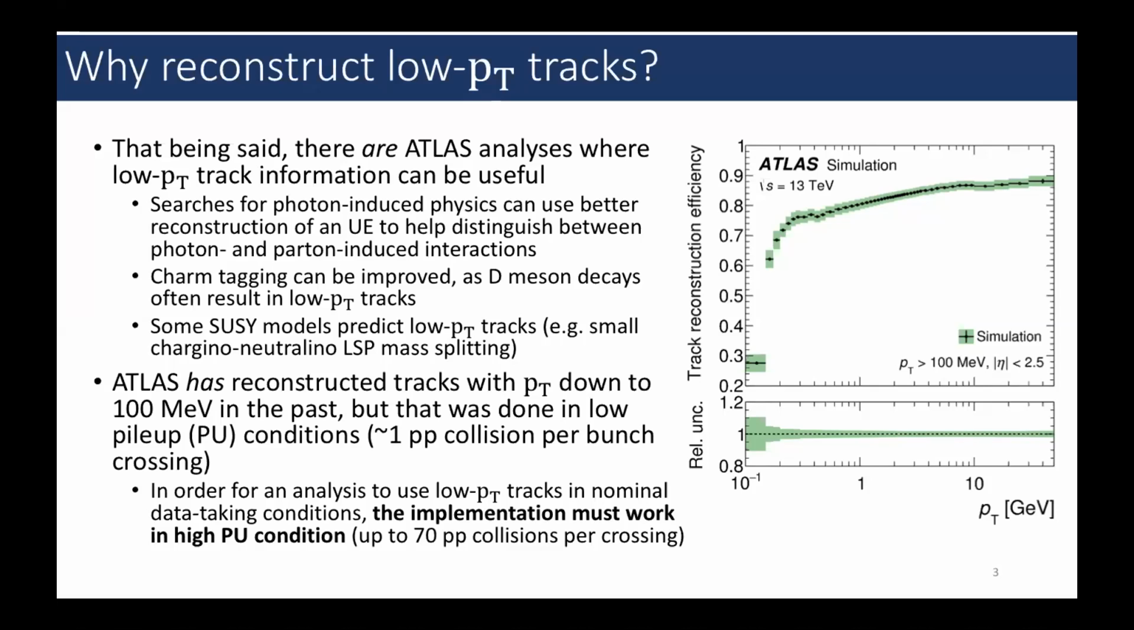In the past, ATLAS has reconstructed tracks with pT down to 100 MeV, but this was done in low pileup conditions, and you can see a plot of the efficiency that was achieved as a function of track pT on the right. Now, in order for an analysis to use low pT tracks in nominal data taking conditions, you need the implementation to work in conditions where you have up to, say, 70 proton-proton collisions per crossing, as opposed to 1.